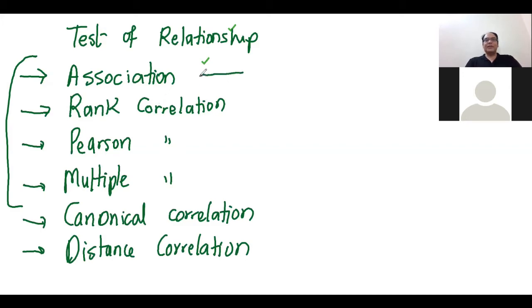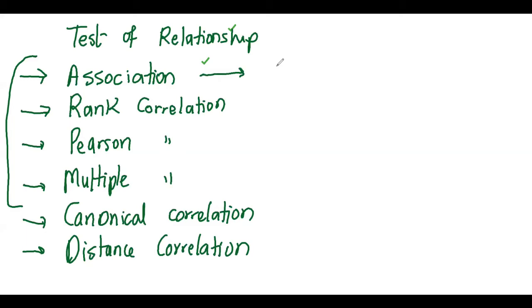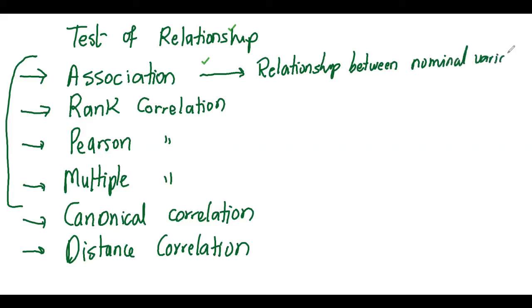Association is the correlation between nominal variables. So it is the relationship between nominal variables, and rank correlation is the relationship between ordinal variables.